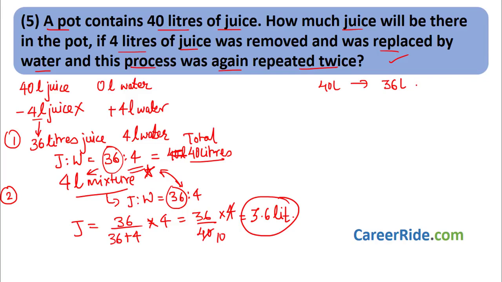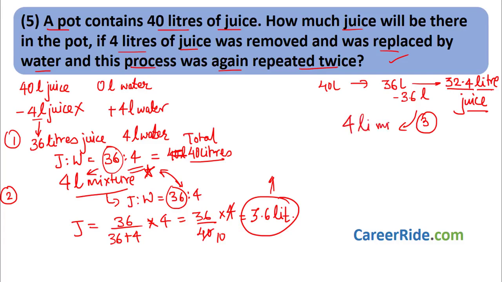After that you removed 4 liters of mixture. In that mixture 36 liters of juice was there. So now how much is the amount of juice left? 36 liters minus 3.6 liters, that is 32.4 liters of juice left in the pot. Now after that, this was repeated a third time, 4 liters of mixture removed.